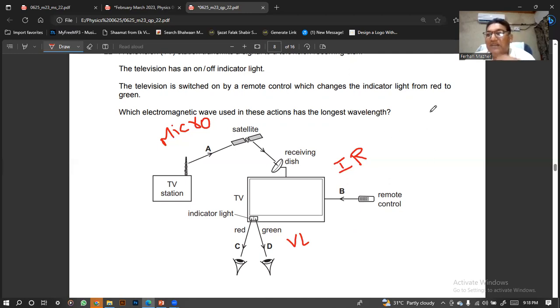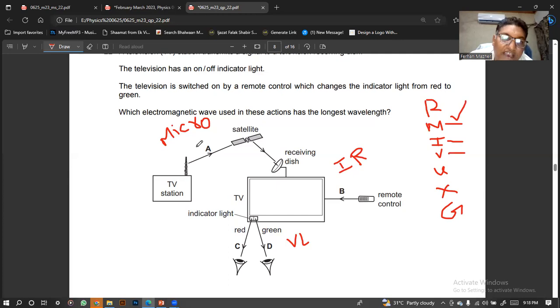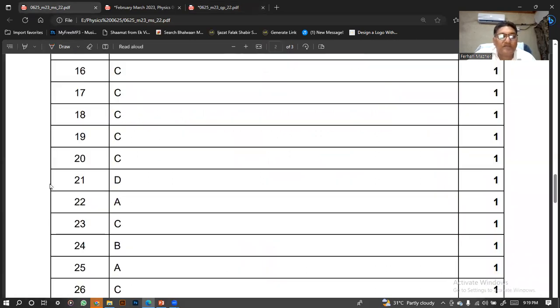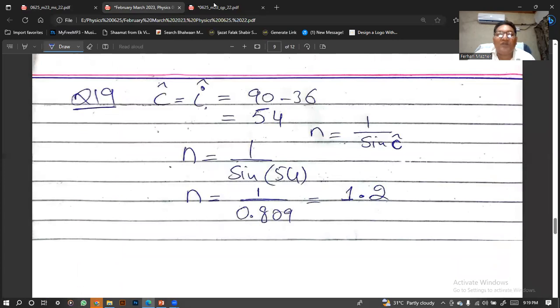So which one of them has the longest wavelength? That is the question. You remember that electromagnetic spectrum? The code word is Ronald McDonald is very ugly except Gary. Okay, so we have here infrared, visible light, and microwaves. And you remember, when you go down in this list, the wavelength decreases. So the longest wavelength is the microwaves. So I think A is the option. It's a very good question. Question number 22, A is the right option, sir.